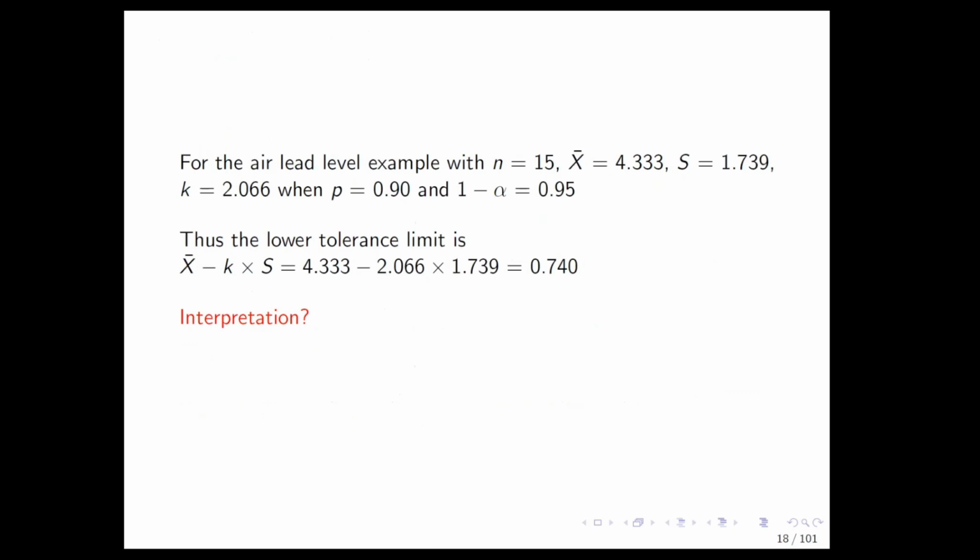So what does this 0.740 mean? How do you interpret it? It simply means 90% or more of the air lead level will be above 0.740, and I am 95% confident of that. Now, the question that was raised, I hope it got answered. If not, let me know.